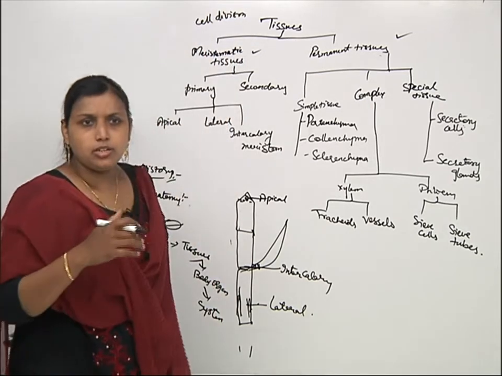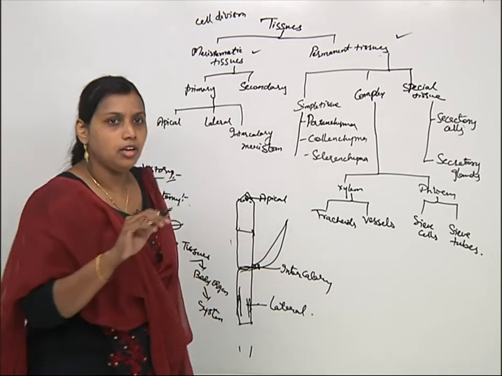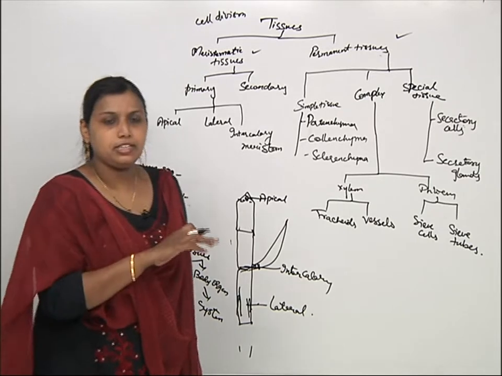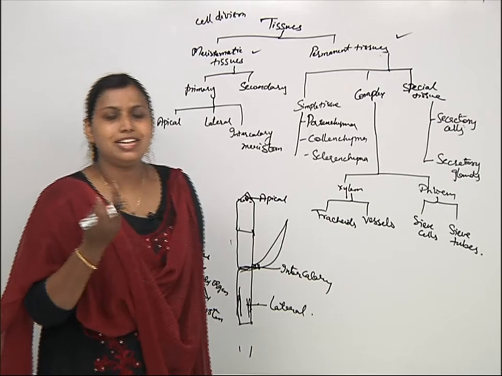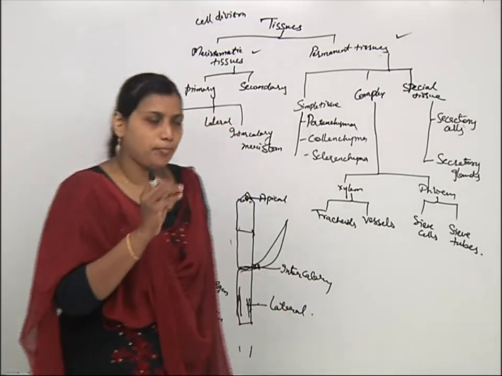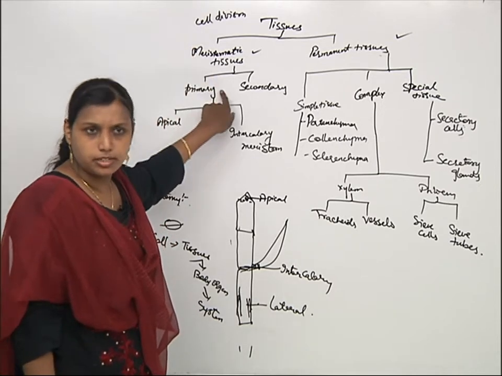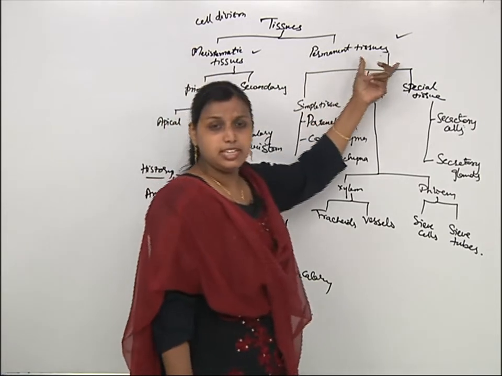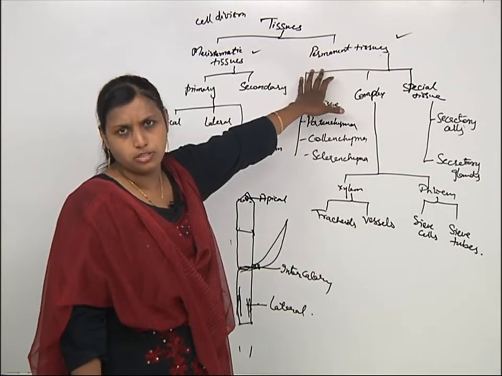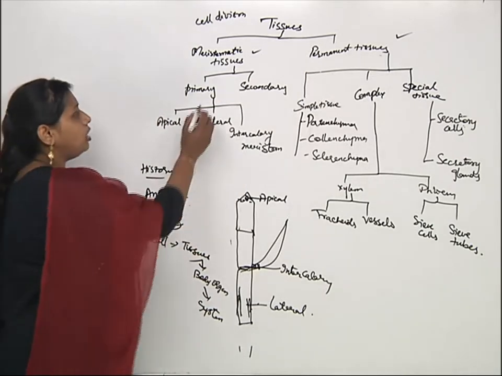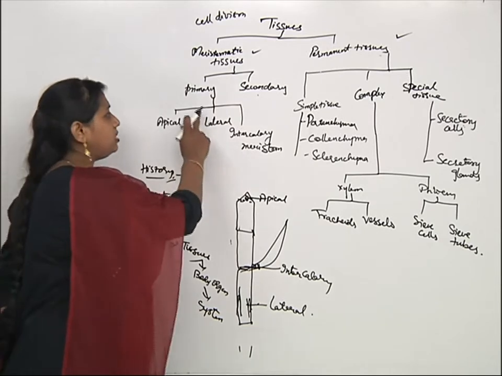The division into meristematic tissue and permanent tissue is done on the basis of the capacity of cell division in a particular tissue. If the tissue has the total capacity of cell division, then it is called meristematic tissue, and if it does not retain the capacity of cell division, then it is called permanent tissue, right.